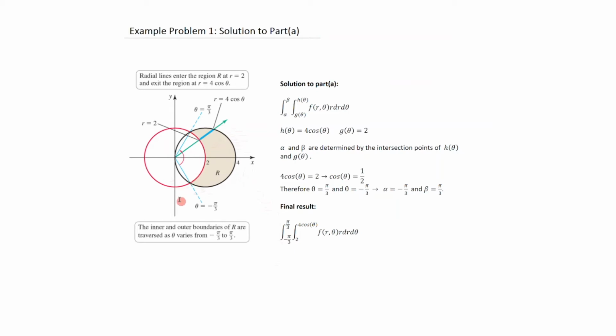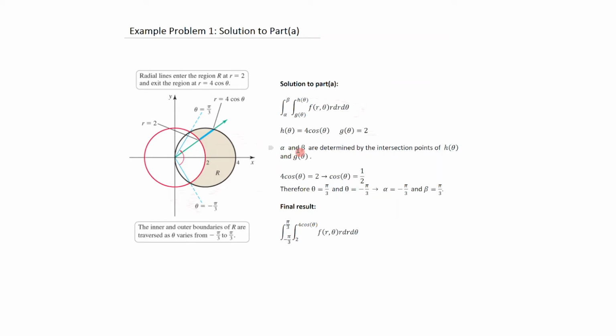And so the outer integral would be between two angles. How do we know what those angles are? Well, it would be a line that goes through the intersection points of these two circles here. So this is effectively the integration we're performing. h of theta will be 4 cos theta, which is traversing the outer circle, and g of theta equals 2 is traversing the inner circle.